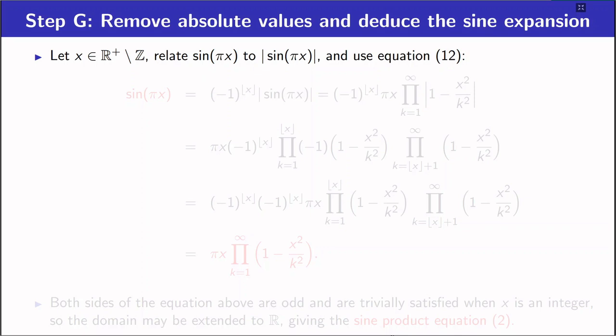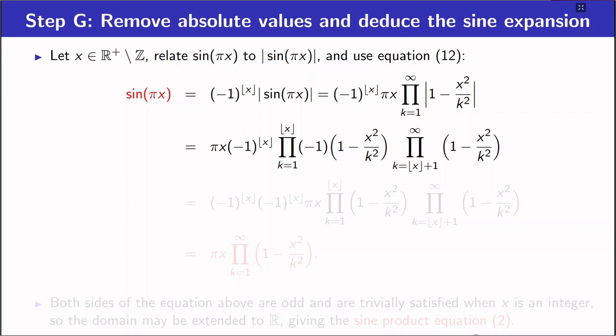The last big step is to remove the absolute values in the previous equation. Here we still consider x to be a positive non-integer. We can write sine of pi x using its absolute value by accounting for the sign changes as x crosses over integer values. This gives sine of pi x is minus 1 to the floor of x times its absolute value. Then we use equation 12.